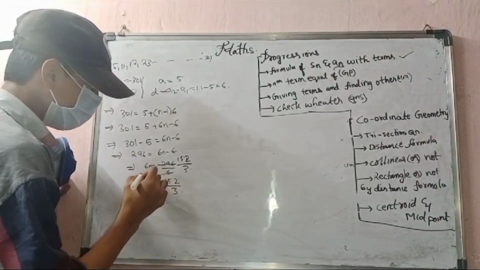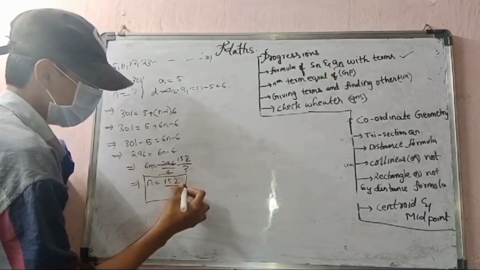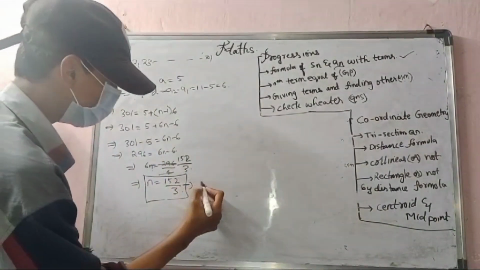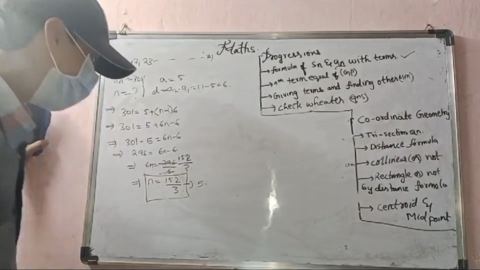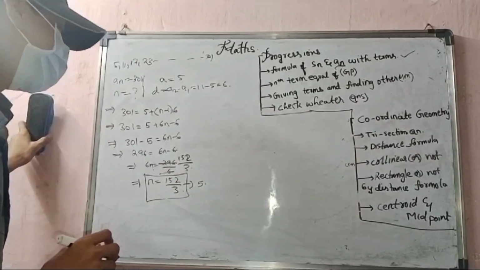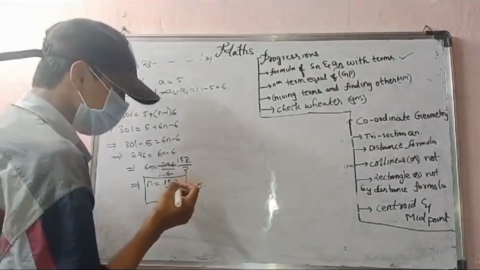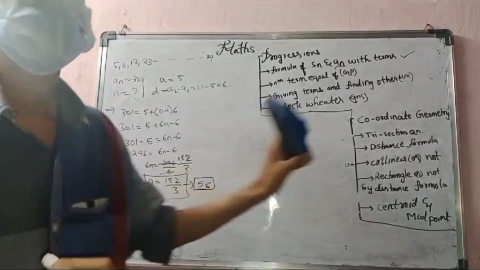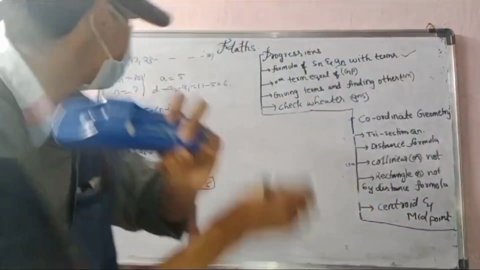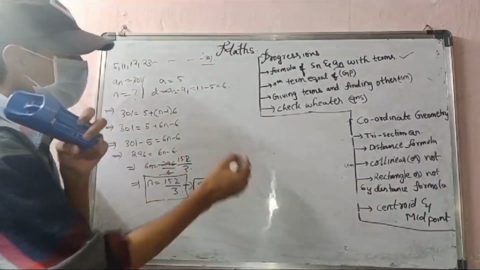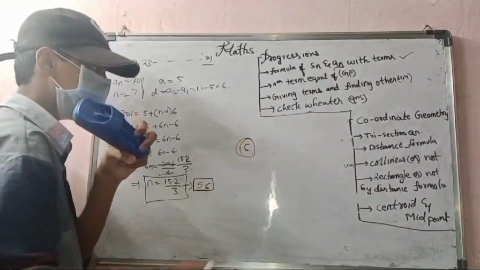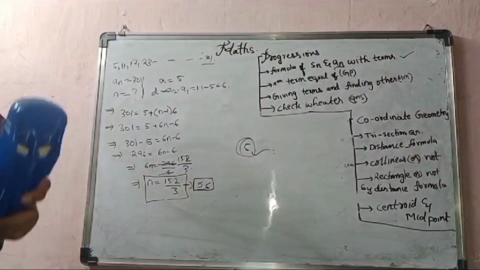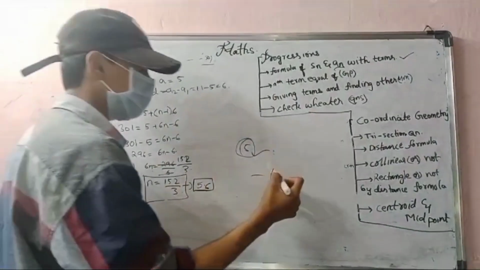152 by 3. If we got like this, we can't divide this. In what will we get the answer? 3 5s are 15. 3 6s are 18. We are getting 5.6 in decimals, which means it is not a term of any AP. If we got 5 as the answer, then the fifth term of the AP is this. Okay, clear? They can ask minus 150 also.